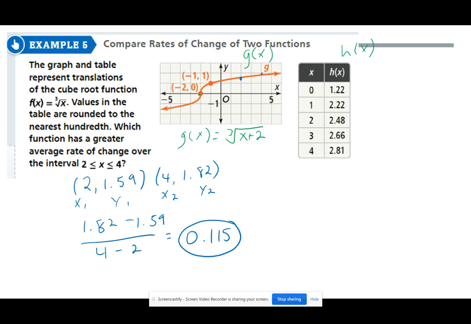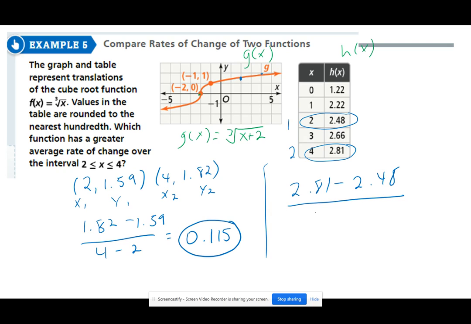Now over here for our table, we're going to compare. I'm looking at the ordered pairs that are here, okay? So this would be my first point. This will be my second point. So I would have my y2 is 2.81 minus 2.48 over 4 minus 2. And if you go ahead and you solve that out, you should get 0.165. And then we're comparing these two.